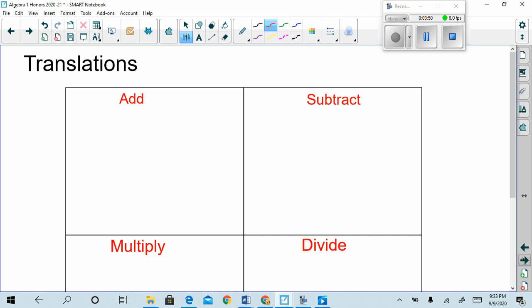I mentioned the word translations. I'm asking you now to set up a 2x2 table in your notebook, and under each category or operation, add, subtract, multiply, and divide, come up with as many words or phrases that help you think about that particular operation to perform. So think of words that make reference to adding or to subtracting, multiplying, dividing. Take some time out and let's do that now.